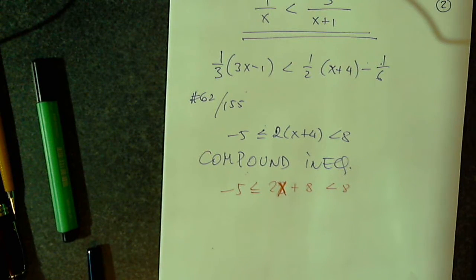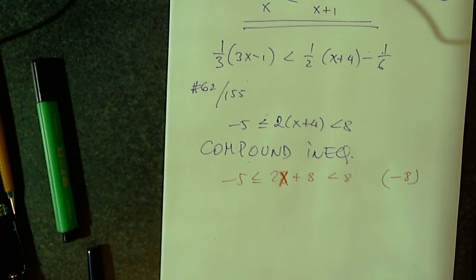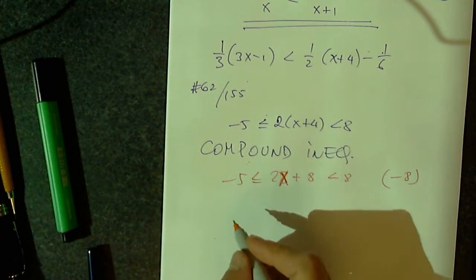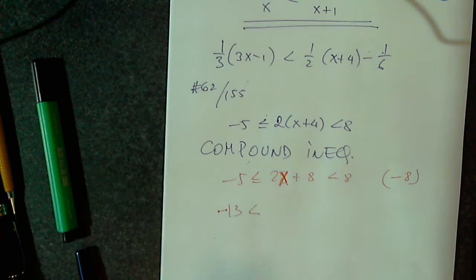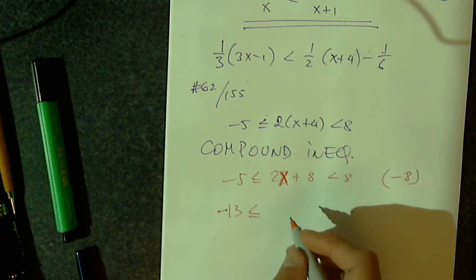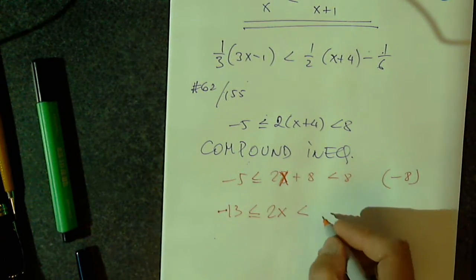And now, what are we going to do to all three sides at the same time? Subtract by 8. Very good. Subtract 8 from all three sides. When I subtract 8 from the left, I get. When I subtract 8 from the middle, and when I subtract 8 from the right, perfect.